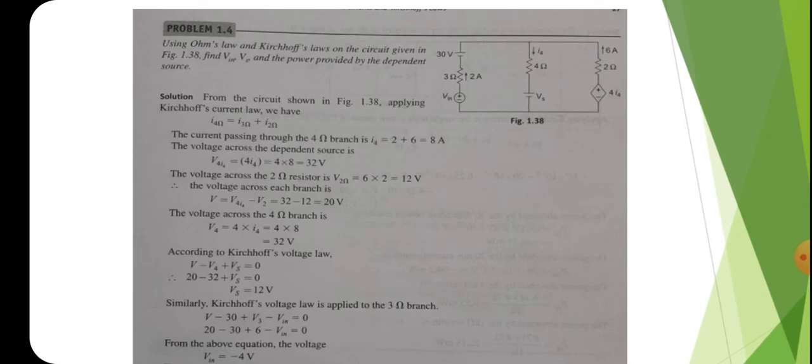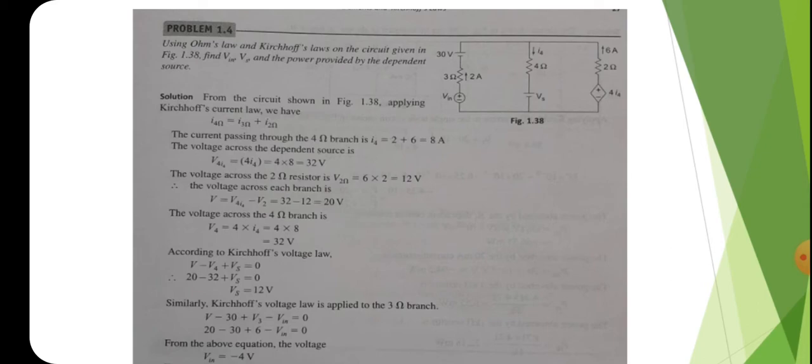So the circuit diagram contains V in and Vs. Also the dependent source is marked there. The dependent source is 4I4. What is its meaning? It is a voltage source and its value is equal to 4I4. That means its value depends upon the current I4.